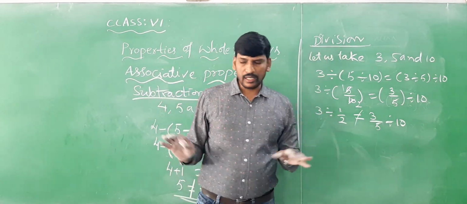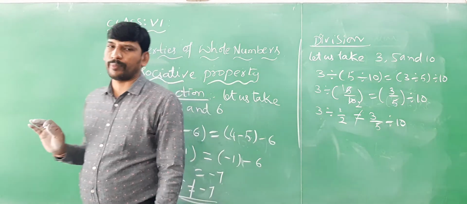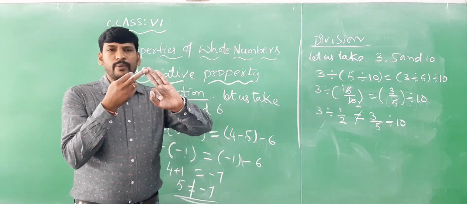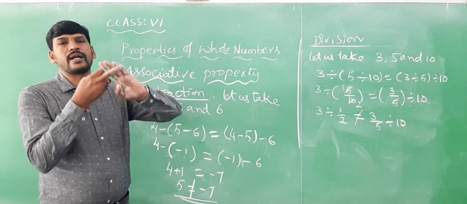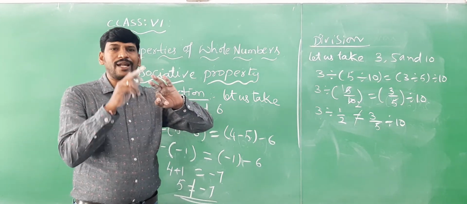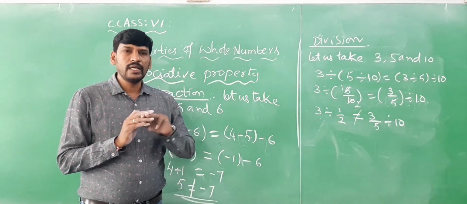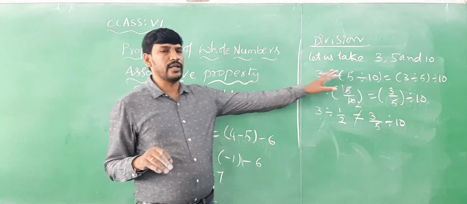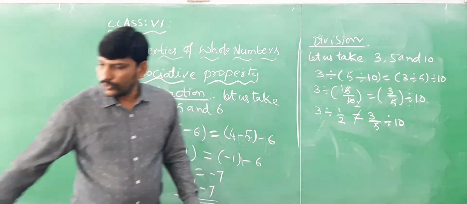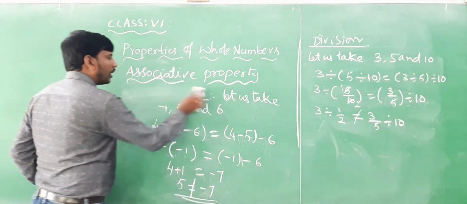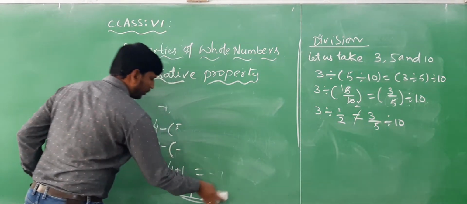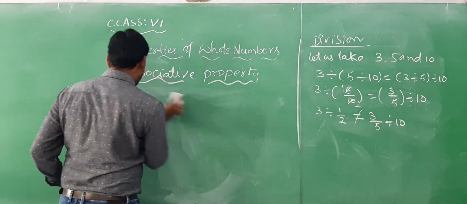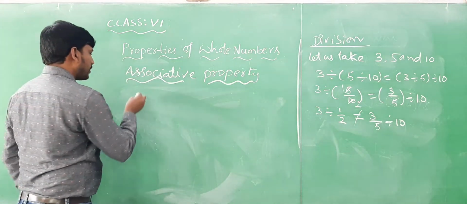Right? So, finally, about these three properties: closure property, commutative property, and associative property. These three properties are satisfied under addition as well as multiplication only, and these three properties are not satisfied under subtraction and division. Right? So we need to write the statement here. Whole numbers satisfy the associative property under addition and multiplication.